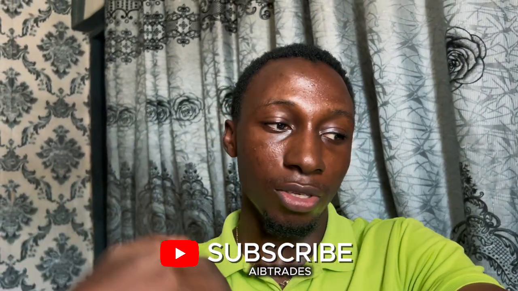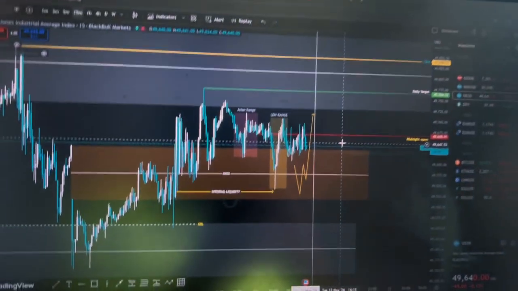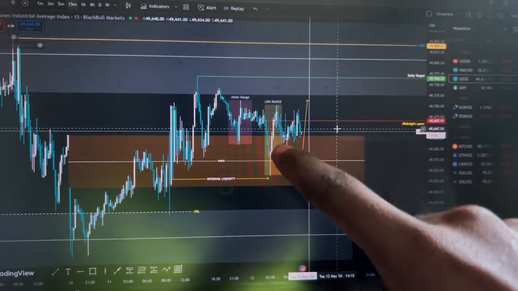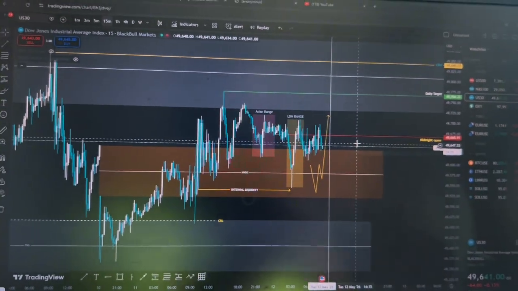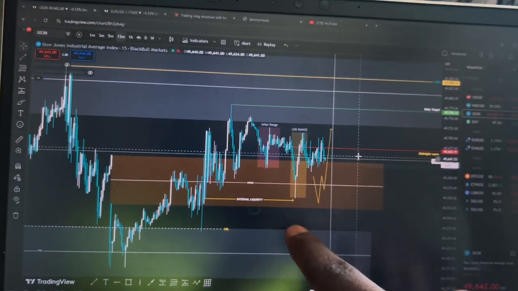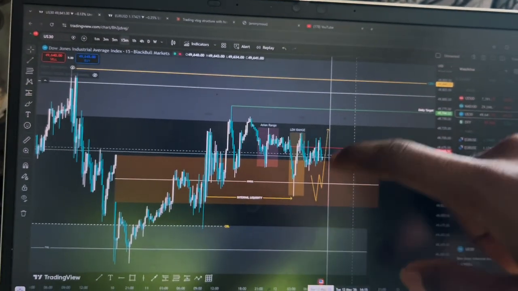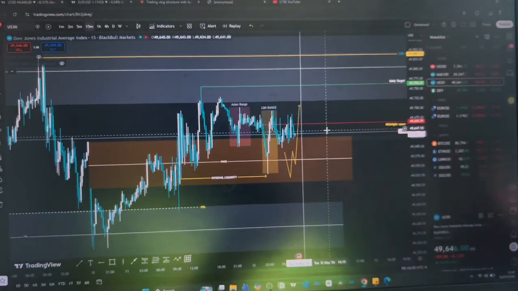So I expect CPI to sell for US 30, that's buy for DXY, sorry. Then we are taking longs. So this is what it looks like. We have Asian range, we have London range, providing liquidity on both sides, right? So if this clears out internal liquidity here, they will run up a buy immediately. So that's how it's going to be. Let's watch out for price.